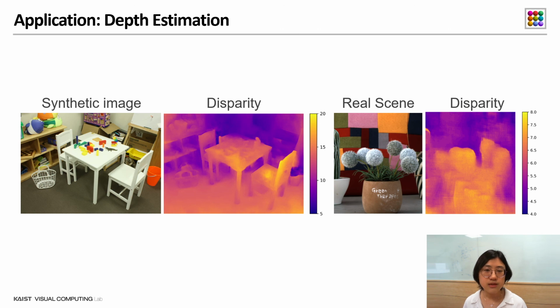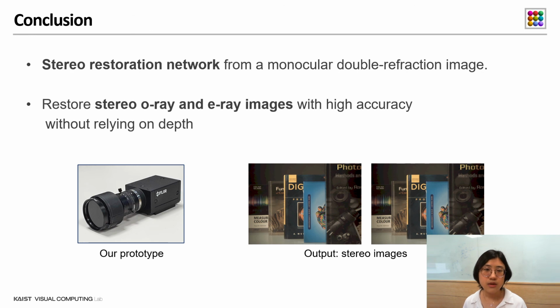Here we demonstrate an application of our method that estimates the depth information from the estimated stereo images of the synthetic and real scenes. In conclusion, we present a novel stereo restoration network that can restore stereo o-ray and e-ray images with high accuracy without relying on depth. It enables capturing high-quality stereo images from a single monocular camera input.